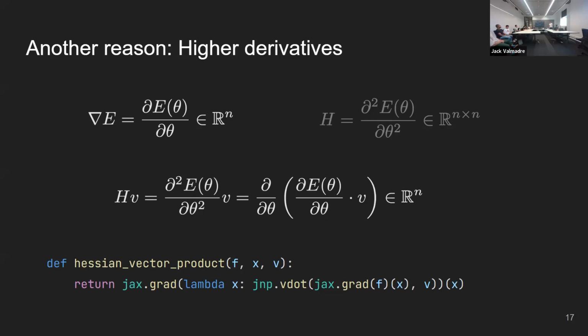So is V going to be the parameters? So V here is what you call a tangent. So it has the same dimension as the parameters. But what you might actually use this for is, there's some research which shows that the maximum eigenvalue of H determines how well your model works on new data.